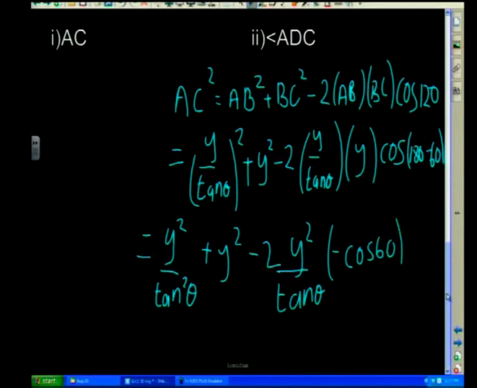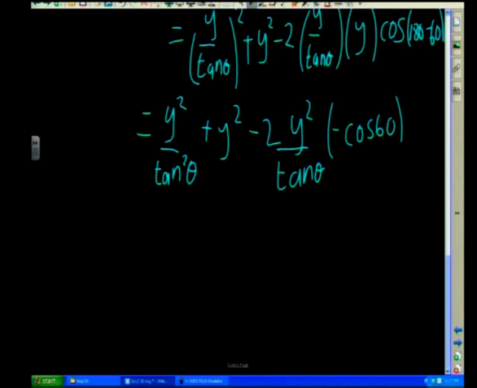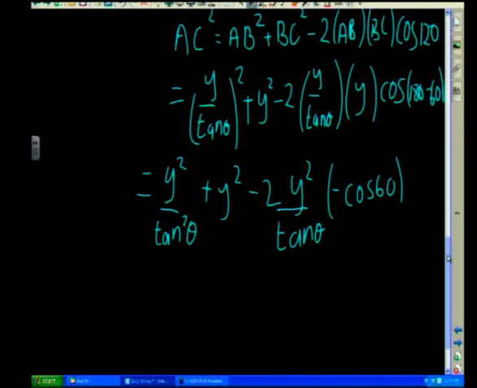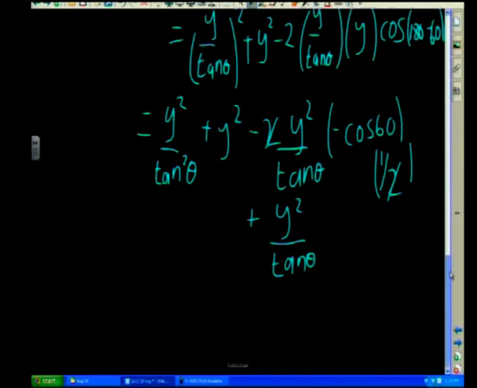Okay, and hopefully you all realize that 60 is a special angle. All right, so minus times minus is going to give me a plus. Cos of 60 is actually a half. So if I times a half by this 2y squared over tan theta, that's going to just cancel out. So this second lot of the expression is going to give me positive y squared all over tan theta. So that's the second half of the expression.